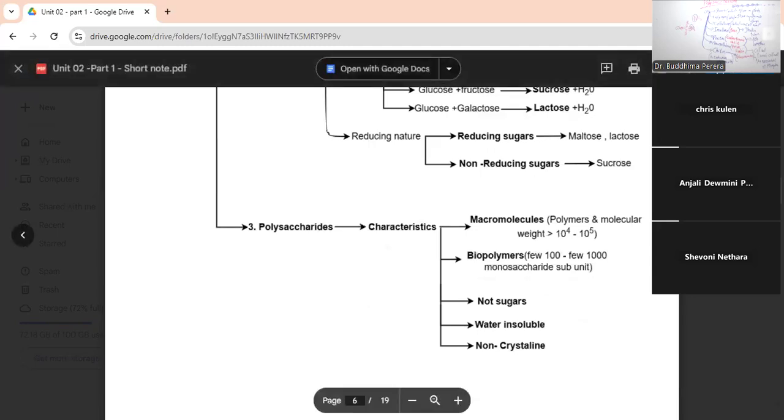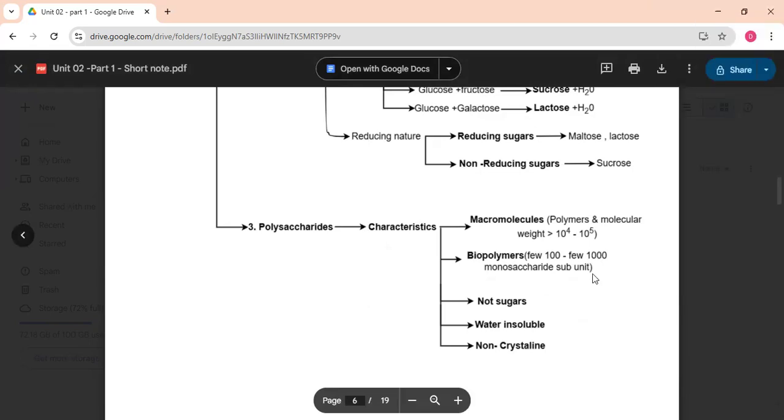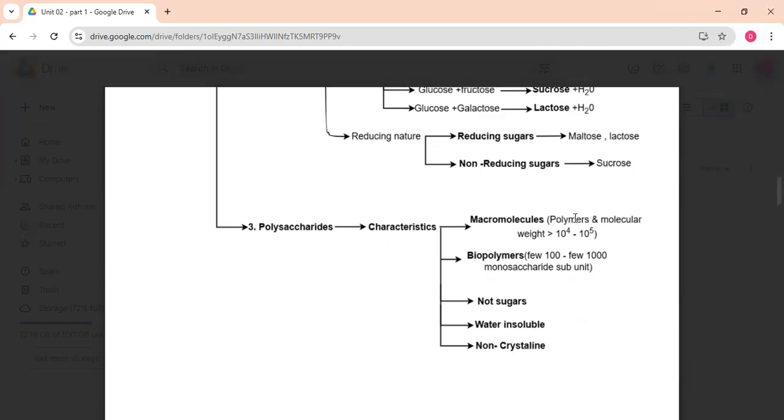All are macromolecules. Macromolecules means they are polymers and their molecular weight is more than 10 to the power 4 to 10 to the power 5. They are all biopolymers, with a few hundred to a few thousand monosaccharide subunits. They are not sugars. They are not water soluble. They are in non-crystalline form.